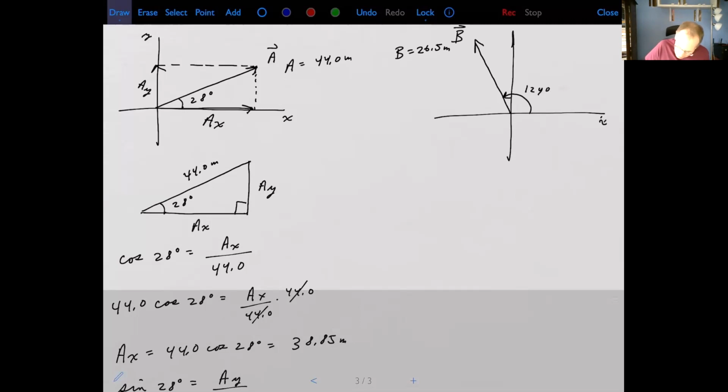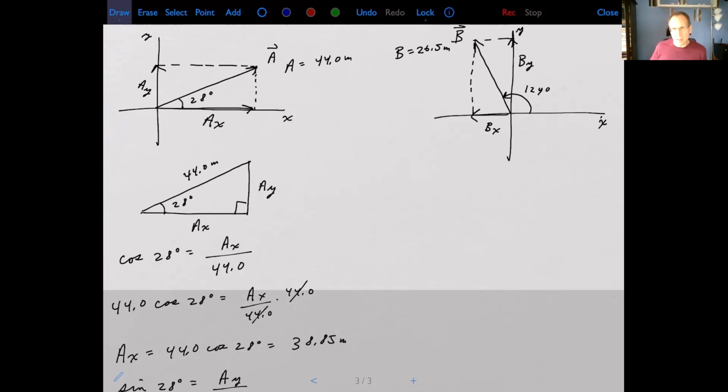Okay, so we want to find the x and y components, right? So we want to find bx. So if I project this onto the x-axis, this is going to be my bx, which we can tell is negative, right? Because it's going to the left. And if I project my vector onto the y-axis, this is going to be my y component of b, by.